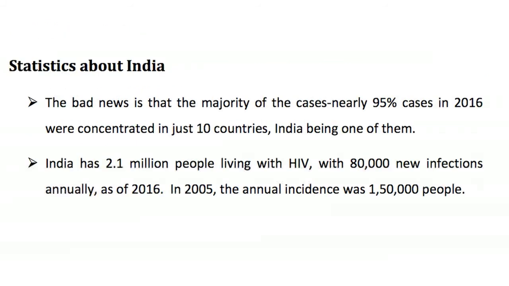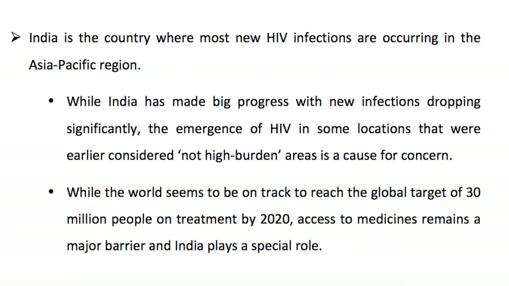Statistics about India. The bad news is that the majority of the cases, nearly 95% of cases in 2016, were concentrated in just 10 countries, India being one of them. India has 2.1 million people living with HIV, with 80,000 new infections annually as of 2016. In 2005, the annual incidence was 150,000 people. India is the country where most new HIV infections are occurring in the Asia-Pacific region.